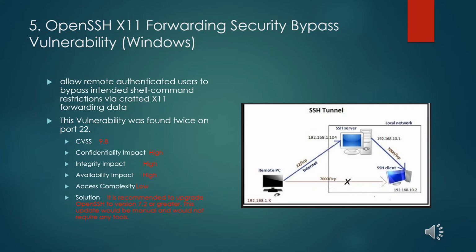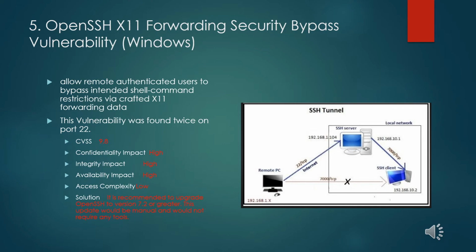OpenSSH X11 forwarding security bypass vulnerability. This vulnerability allows remote authenticated users to bypass intended shell command restrictions via crafted X11 forwarding data. This vulnerability was found twice on port 22. The CVSS score is 9.8.